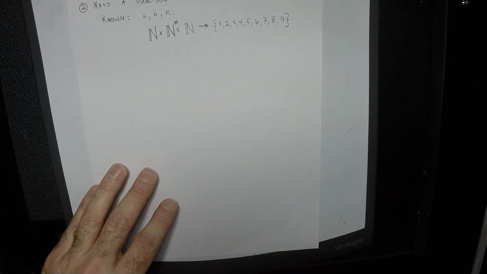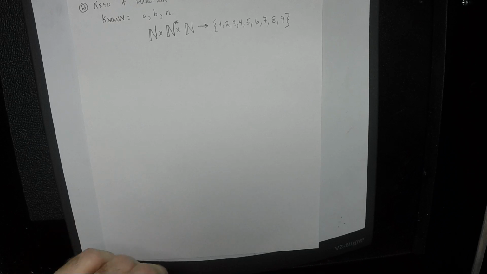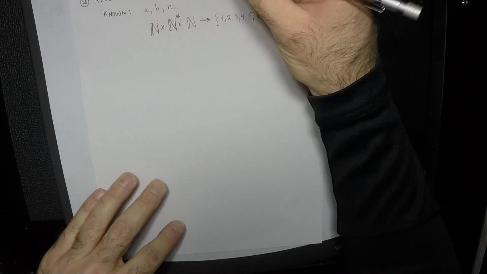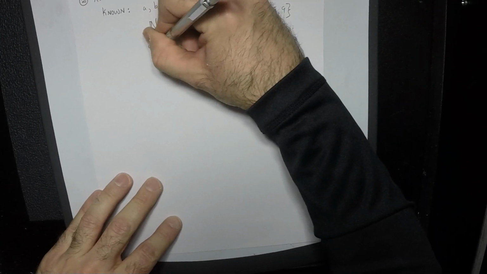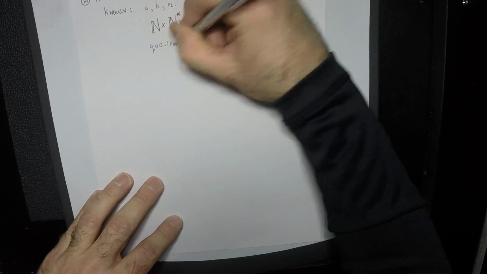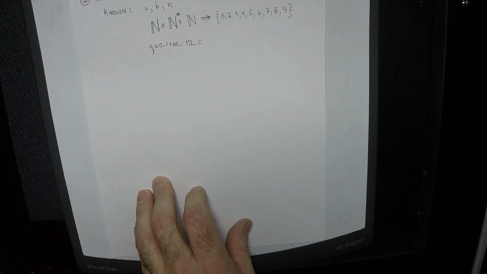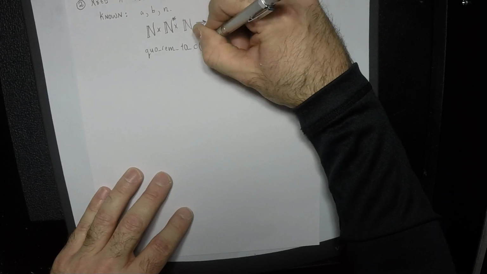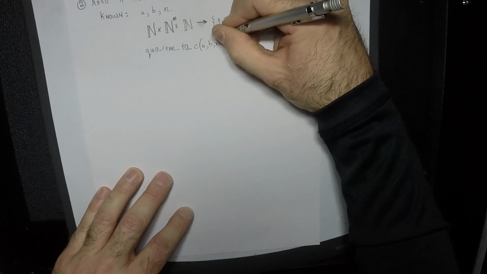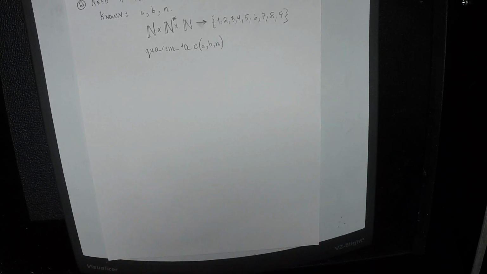So we can be quite precise about it. Fine. So then, a reasonable name for this could be something like quo rem 10 C. How about that? So it's the thing that wants to produce C. All right. So its arguments will be A, B, and N. And because we want to compute C, because we have to keep track of C as state, what are we going to do?